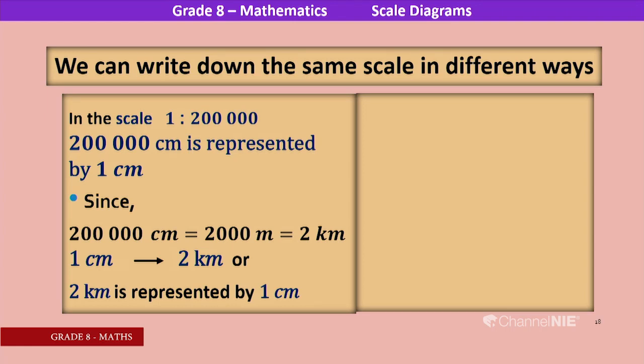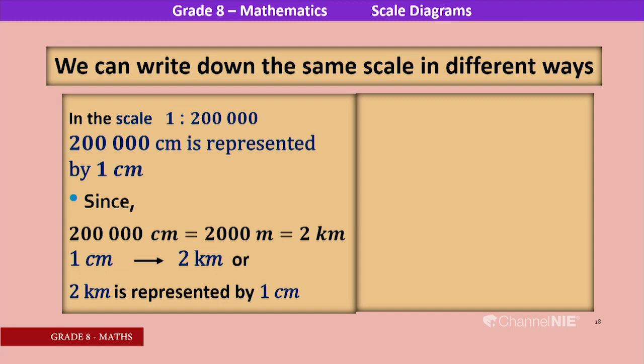200,000 centimeters is represented by 1 centimeter, decreasing the actual measurement. Since 200,000 centimeters equals 2000 meters, dividing by 100. Again you can divide 2000 by 1000, then you have 2 kilometers. Now 1 centimeter represents 2 kilometers, or the converse case, 2 kilometers is represented by 1 centimeter.